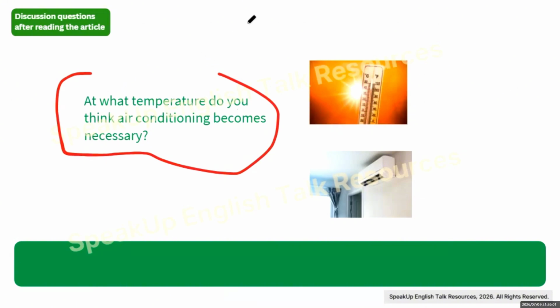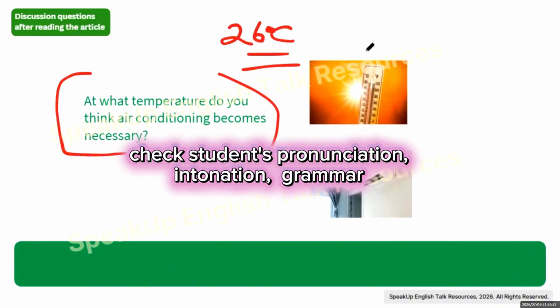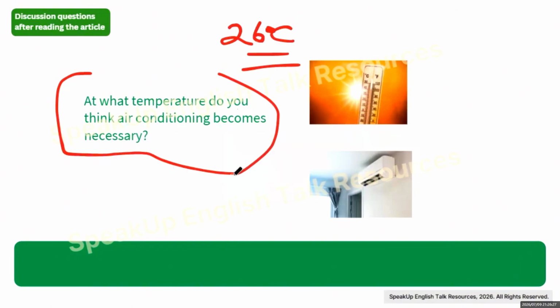I tell my student, I feel like when it hits 26 degrees Celsius, I feel the need to turn on my AC. People's answers vary. Some people have a lower tolerance level for hot weather, so you can talk about that. Also, while you're talking to them, pay attention to their grammar and their pronunciation. They do tend to get confused with verb tenses and also verb conjugations, like first person, second person, third person.